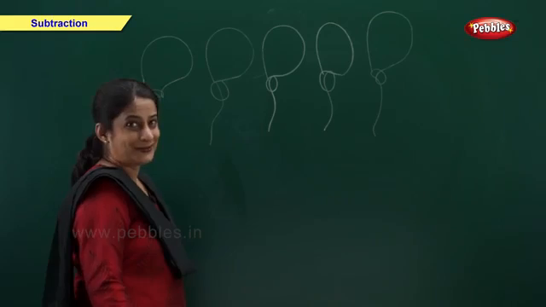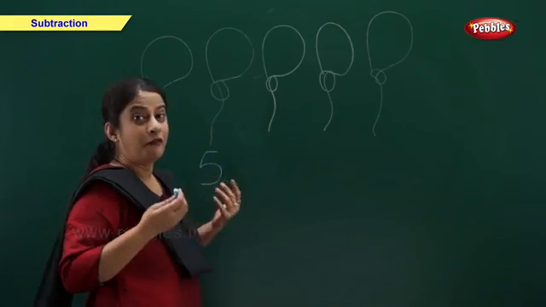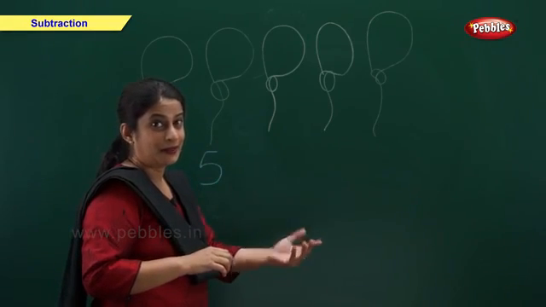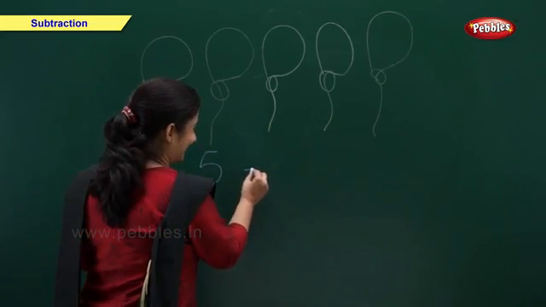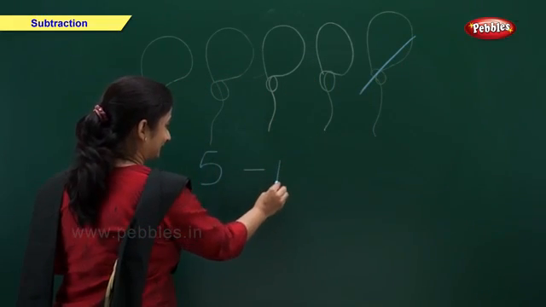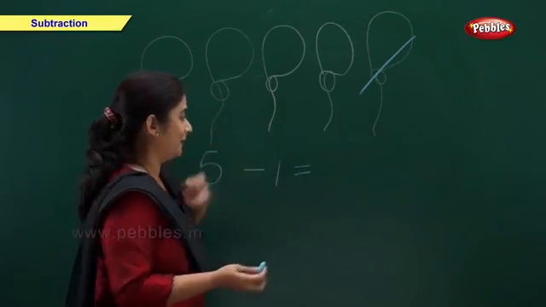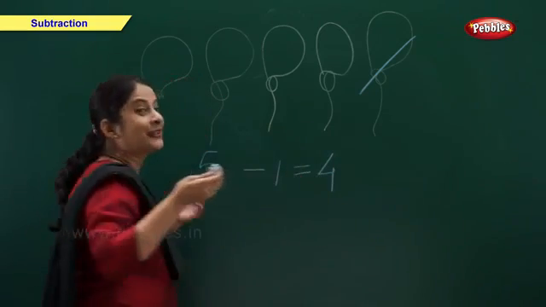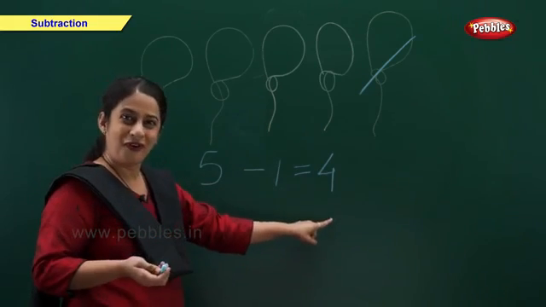I have 5 balloons. 1, 2, 3, 4, 5. One balloon flew away. So, we'll take away 1 balloon. But friends, remember, we are going to use minus sign. So, take away 1. Now, let's count again. 1, 2, 3, 4. So, 4 balloons left with me. So, friends, 5 minus 1 is equal to 4.